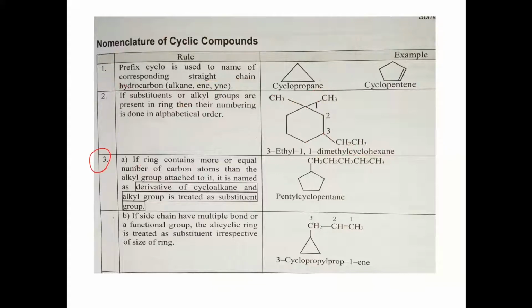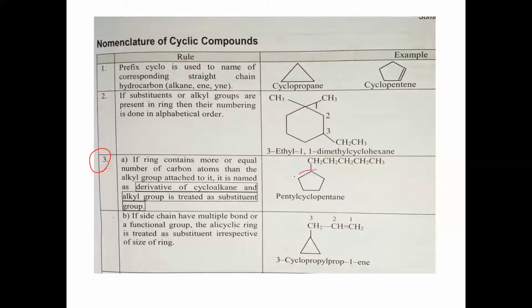If the ring contains more or equal number of carbon atoms than the alkyl group attached to it, it is named as the derivative of cycloalkane. And the alkyl group is treated as what? Substituent. The alkyl group should be treated as a substituent. In which case we have to first check it here.